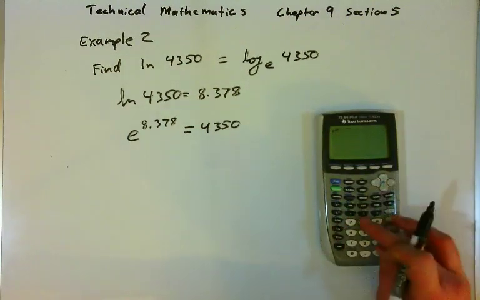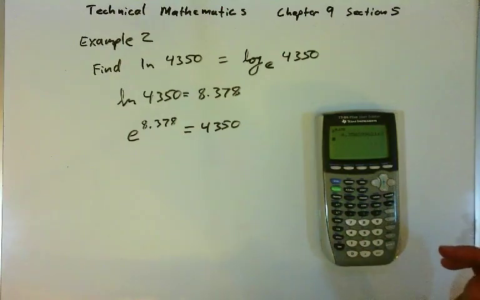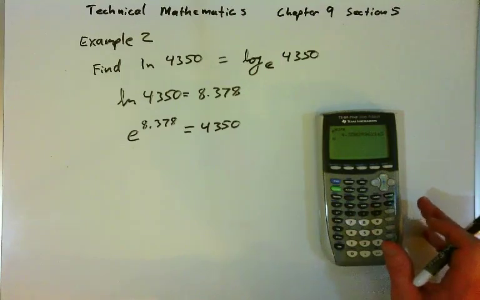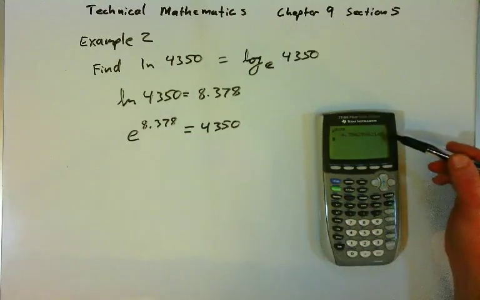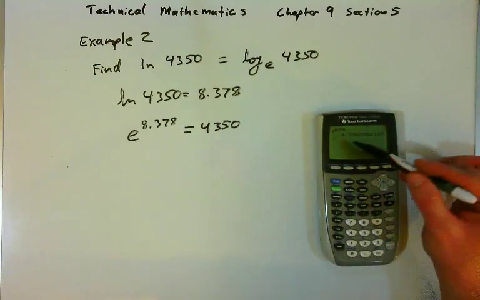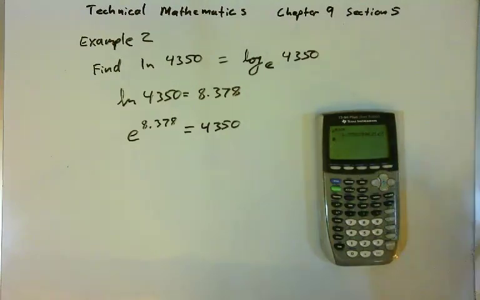If I do e to the x and I do 8.378, you can see I get 4,350.2, and that's because I rounded this number off. My calculator is in engineering mode, so this says 4.350 times 10 to the 3rd power, which is 4,350.